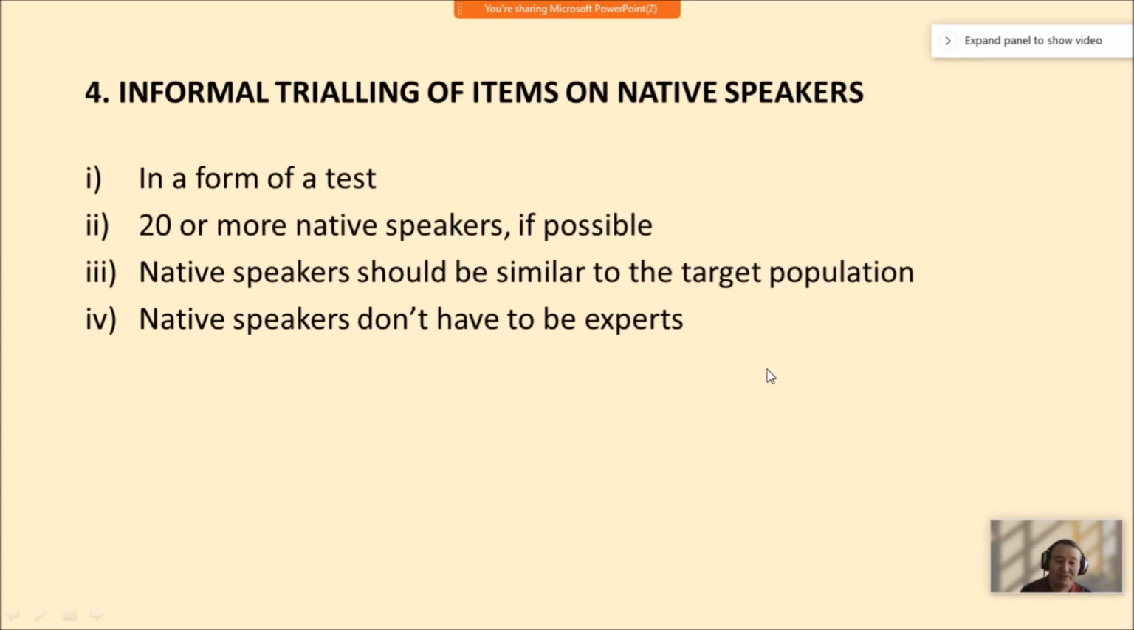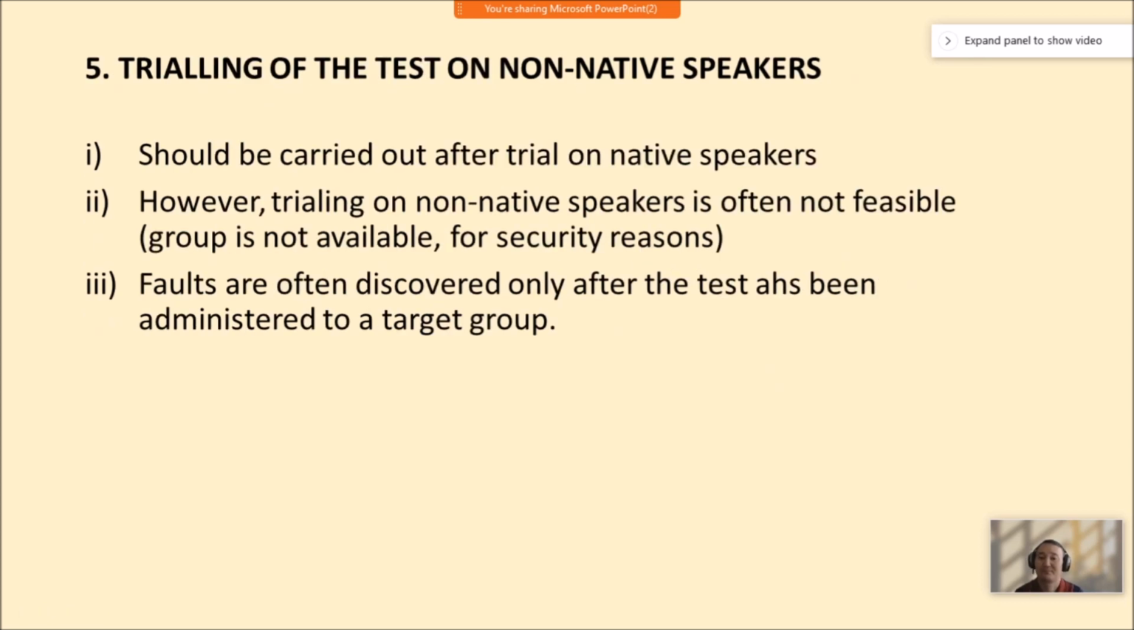Native speakers should be similar to the target population. If you're going to conduct the test among teenagers, ideally they should also be teenagers, students for example. They don't have to be experts like teachers. Then you should trial your test on non-native speakers.